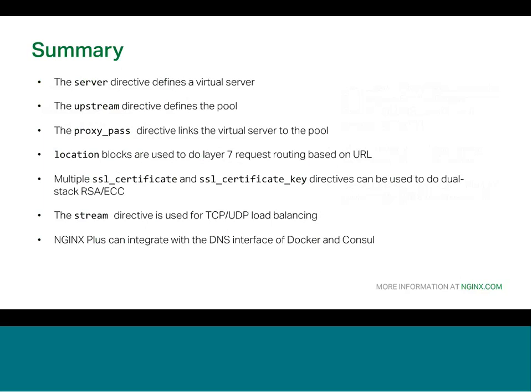Location blocks is one of the most powerful directives within NGINX, and that's how we do layer 7 request routing based on the URL. And if you want to support elliptic curve cryptography, NGINX can do that for you. You just specify, using the ssl_certificate and key directives, both the RSA and the elliptic curve certificate within the same virtual server. NGINX also supports TCP and UDP load balancing using the stream directives. And with NGINX Plus, you can integrate with the DNS interface of both Docker, Consul, and other service registries to do service discovery.